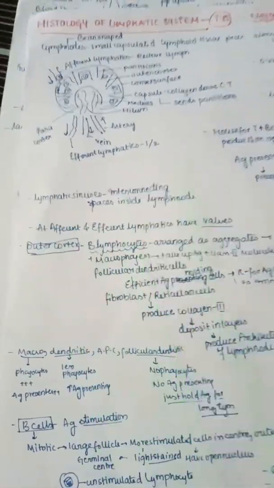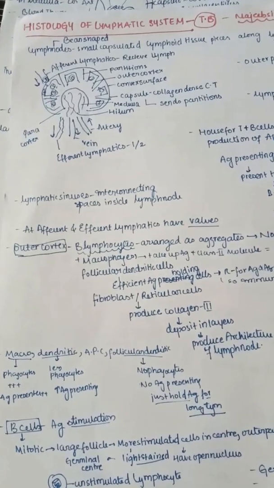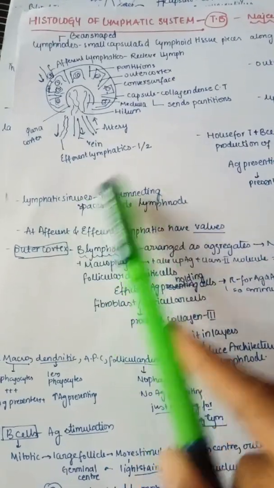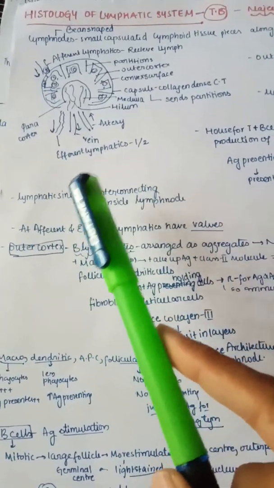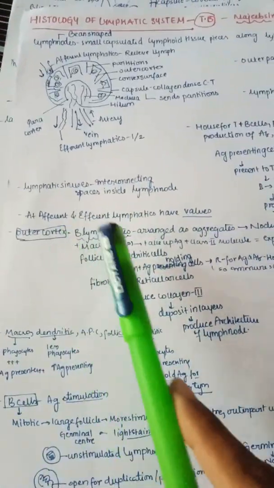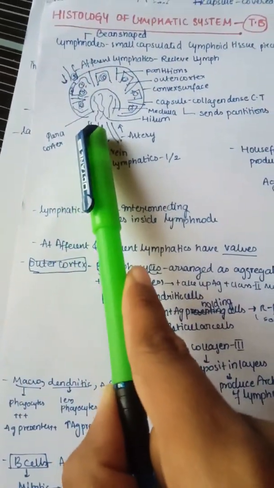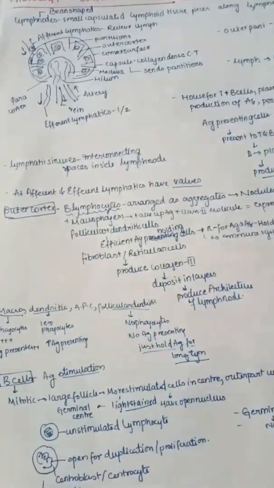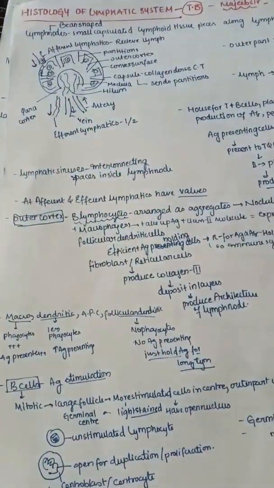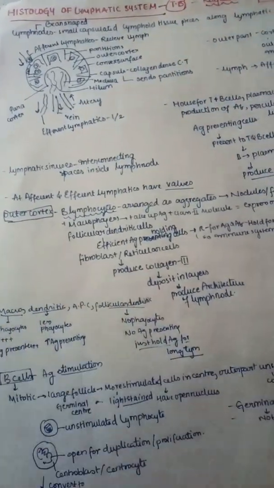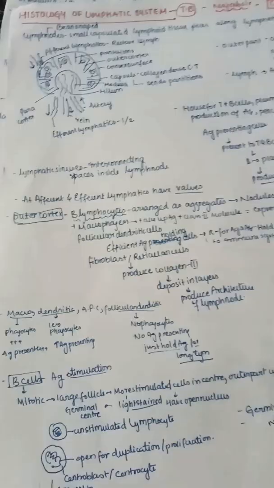And next, lymphatic sinuses. They are the interconnecting spaces present inside the lymph node. What are the lymphatic sinuses we have discussed? That is the subcapsular sinus, cortical sinus, and medullary sinus; all of these are lymphatic sinuses. At the afferent and efferent lymphatics we have valves, that is where the lymph is getting in and where the lymph is getting out. Only at these areas we have valves. Lymphatic vessels are similar to veins. They also have intima, media, and adventitia, and they have valves like this.